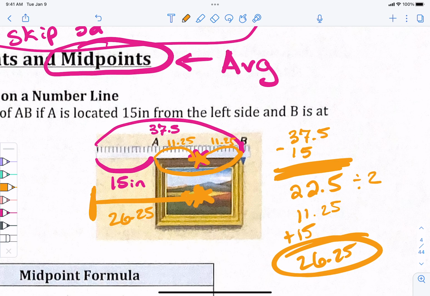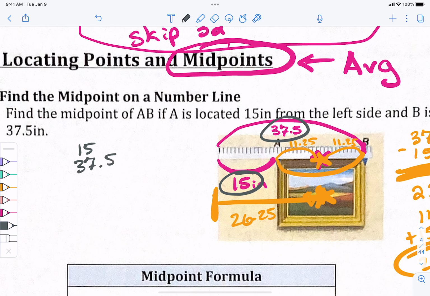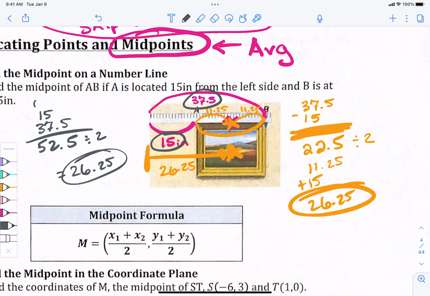Now, you can do that, but I said finding the midpoint is like finding the average. 15 and 37.5, if I add those together, 5, 2, carry the 1, 52 and a half. And then you divide by 2, right? What's 52 and a half divided by 2? I'm going to guess it's about 26.25. I like my way better. You like your way better. I mean, whatever way you want to do, but I'm just saying that's how you can do that. You're finding the average. So you can subtract and divide by 2 and then add back or do whatever you want to, but that's how this works, okay?